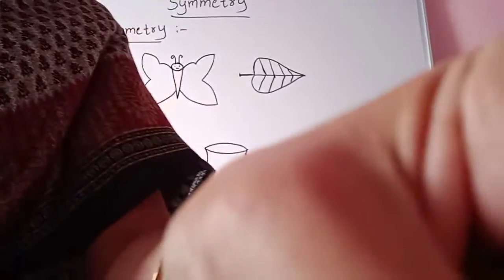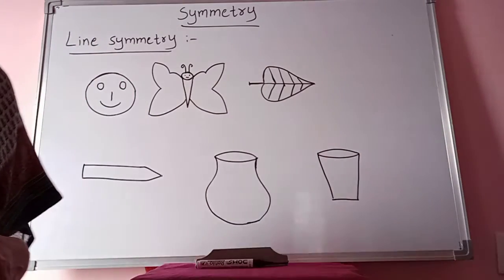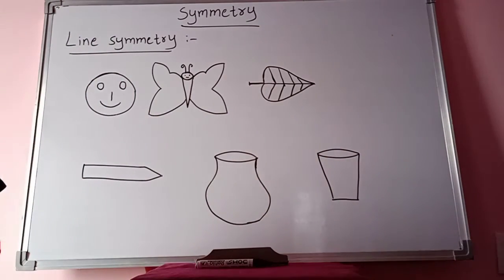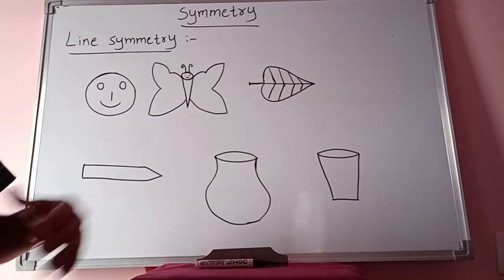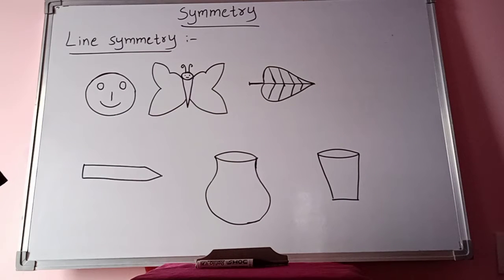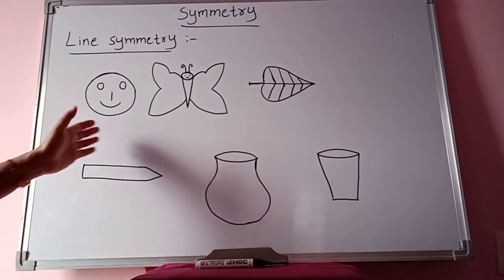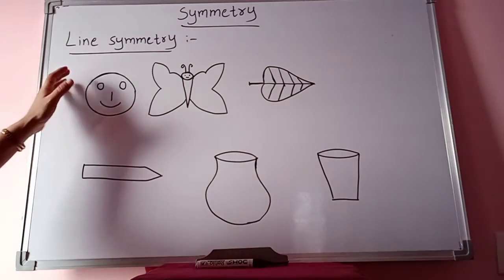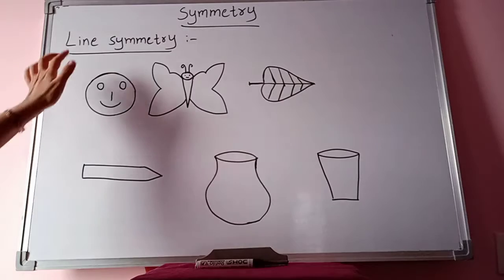Children, in our daily life, we come across many objects or shapes that are symmetrical. Do you know why they are symmetrical? Because they look so beautiful. That is why we say that they are symmetrical. See, if you observe these objects, these objects all have a line of symmetry.